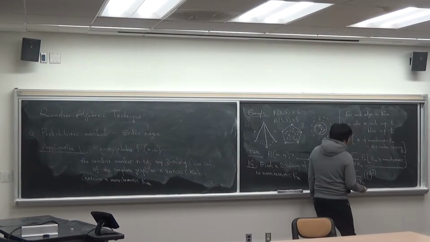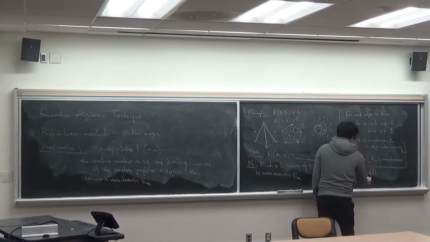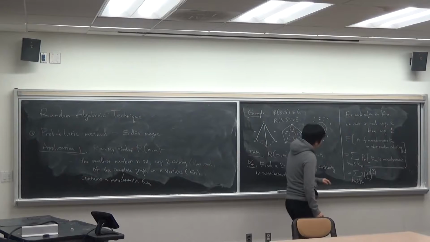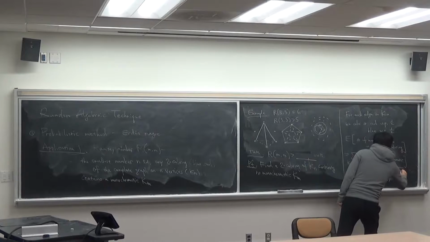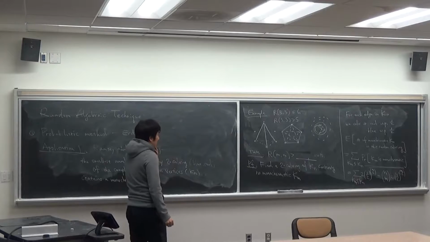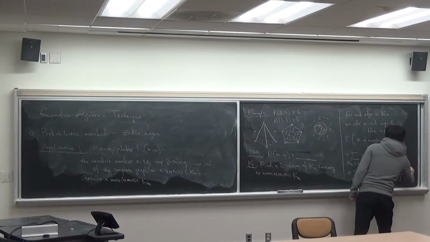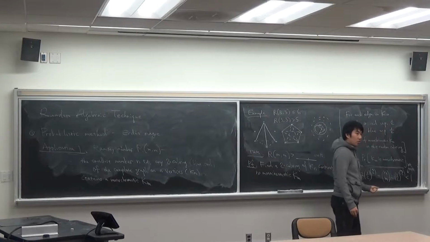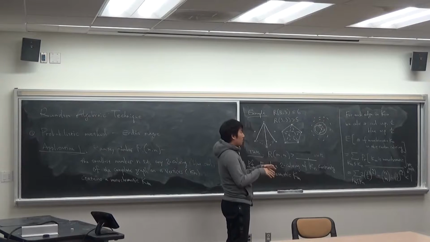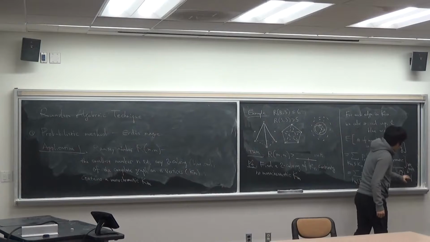Similarly, the probability that all the edges in K_m are blue is equal to that. So therefore, you multiply that by 2. And then, since this summation is over a constant, you get n choose m times 2 times half to the power m choose 2. And now we wish that this number is less than 1. Why is that? If the expected number of monochromatic K_m in my random coloring is less than or equal to 1, that means there exists some coloring in which there is no monochromatic K_m. So this is why we wish this expectation is less than or equal to 1.